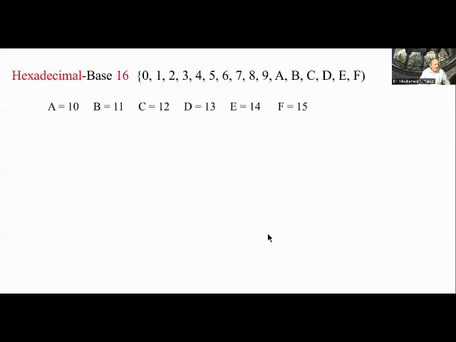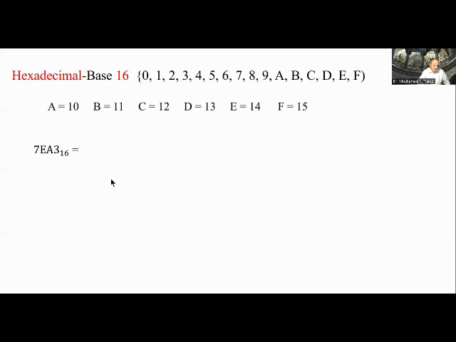Now hexadecimal system, that's base 16. This is the digits that you can use, 0, 1, 2, 3, 4 up to 9, and then A, B, C, D, E, F. A is for 10, B for 11, C 12, D 13, E 14, F 15. So now when you have a number like this in base 16, obviously that's base 16. You can see that because of E and A here.